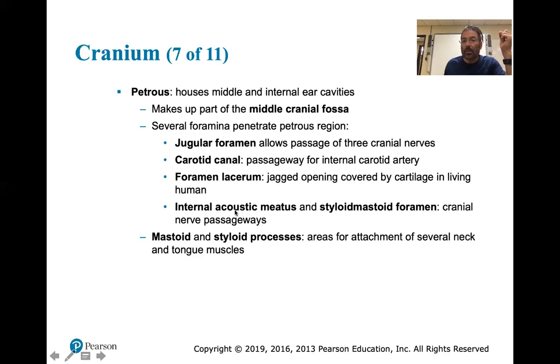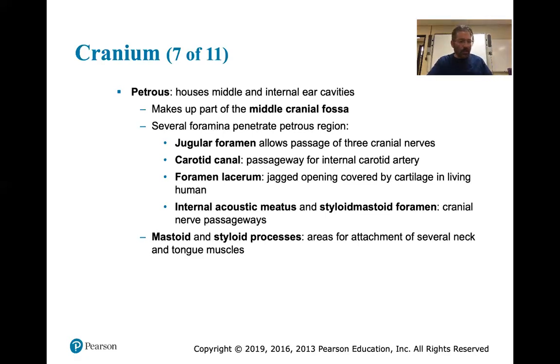Okay. And internal acoustic meatus. All right. Stylomastoid foramen. Cranial nerve passage. All right. So here's your... God, this is beautiful. So I get excited. I don't know if you guys can see that. I'm illuminating it. I'll illuminate this one. Maybe from the side I can do it. There's like a styloid, a little bony process in there, right there. The styloid process.